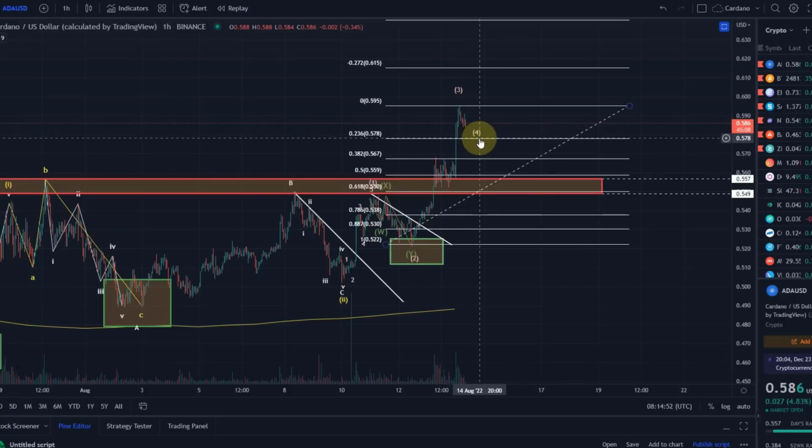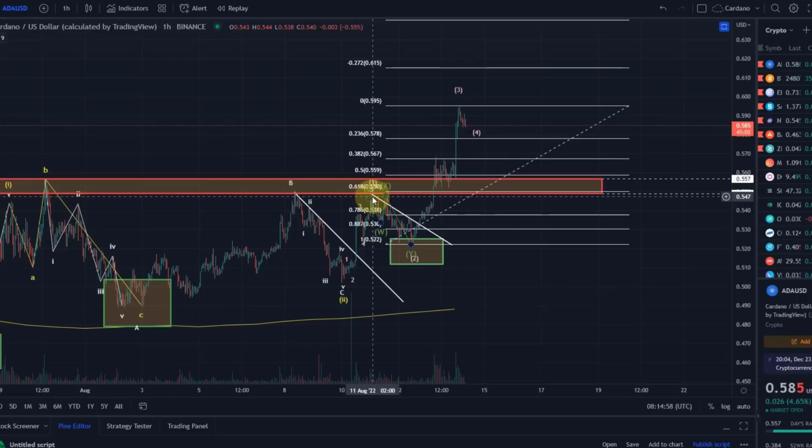And if this is the wave 4, which I think it is, the condition is we need to stay above that 54.8 cent level above the wave 1. But to be honest, already a move below 55.9 cents in a wave 4 would be unrealistic for a wave 4.